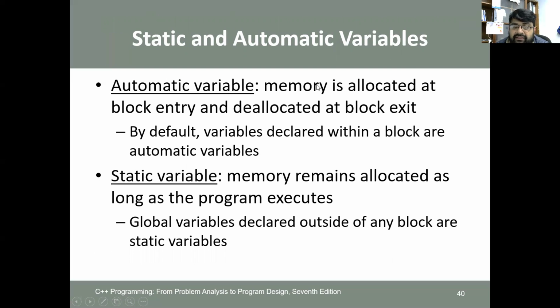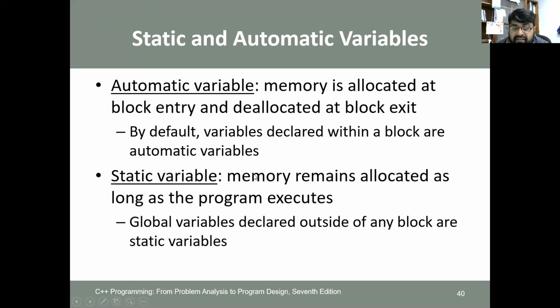Another type of variable is what we call the automatic variable. An automatic variable is basically memory is allocated at the block entry. So for a typical automatic variable, you assign memory at the time you are entering the block, and it is deallocated when you are exiting the block automatically. So by default, variables declared within a block are all defined as automatic variables.